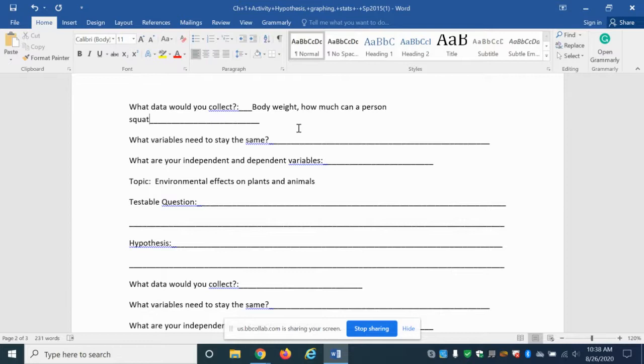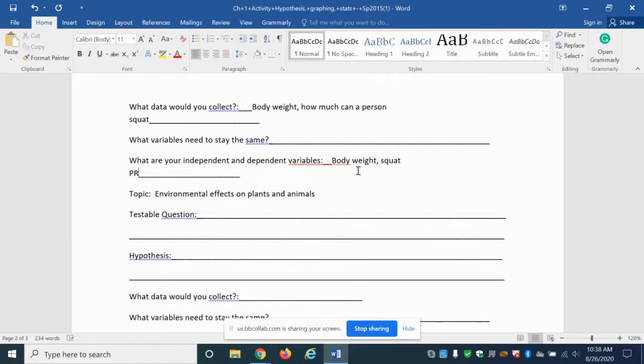When you're looking at your independent and dependent variables, maybe your body weight is going to be the independent variable, and the squat PR, we'll call it, is going to be your dependent variable.